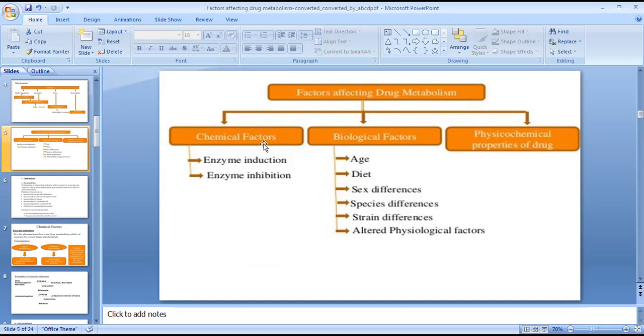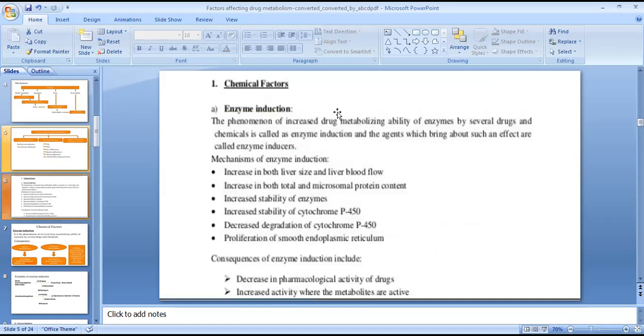See, the chemical factors are divided into enzyme induction and enzyme inhibition. Biological factors are divided into age, the age of that person, diet, what type of diet that person is going to take, sex differences, whether the patient is male or female, then species differences, in which area they reside, then strain differences, and altered physiological factors. So these many biological factors also affect drug metabolism.